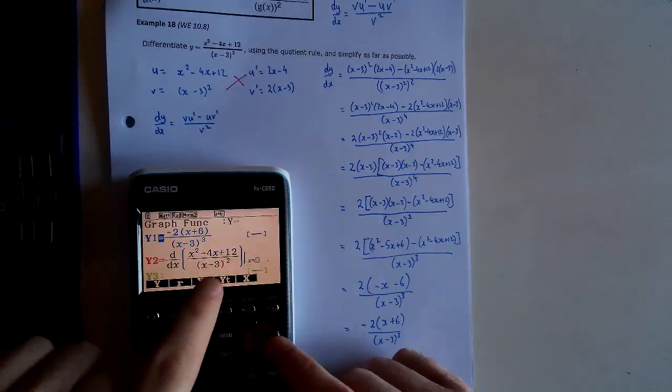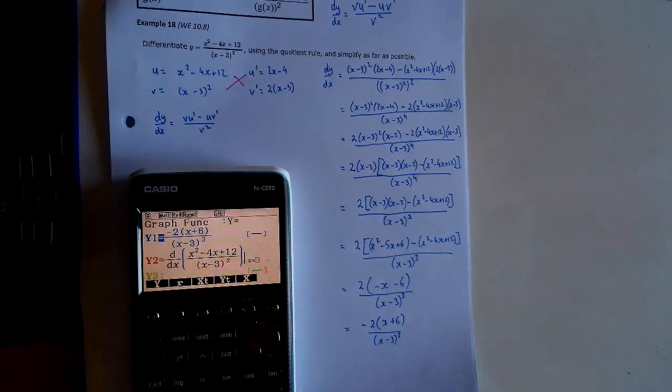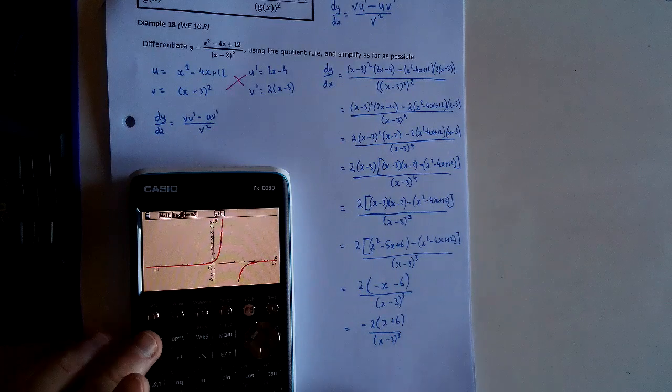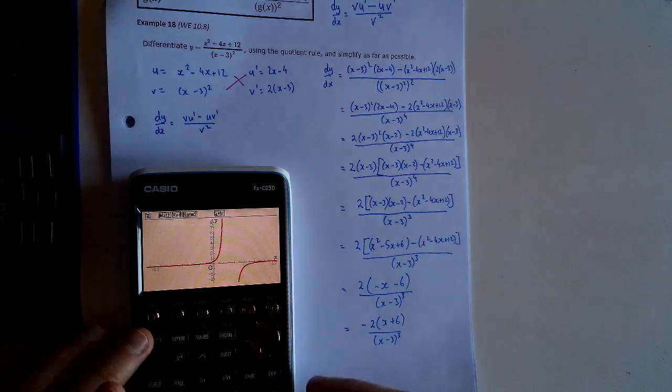And here, this little bit here, x equals, so normally you would type in what value you're differentiating at, but I'm just going to put an x there. And hopefully these two graphs should be the same thing. Yeah, since they're the same thing, the blue equals the red, then I've differentiated correctly.